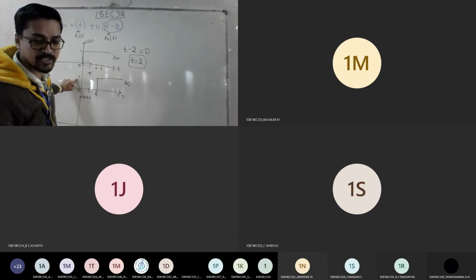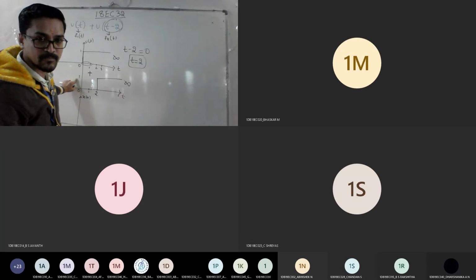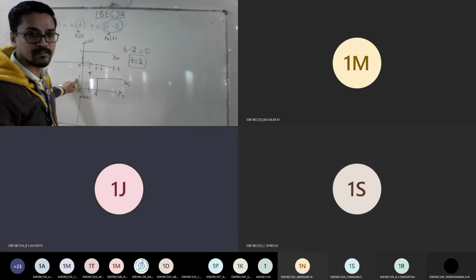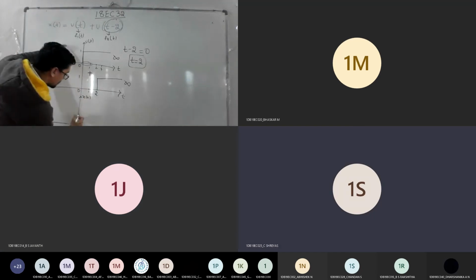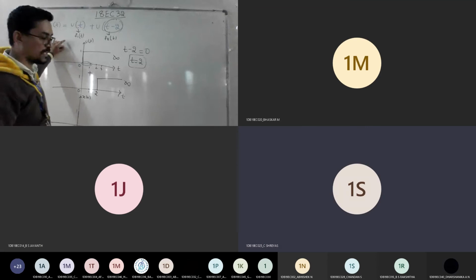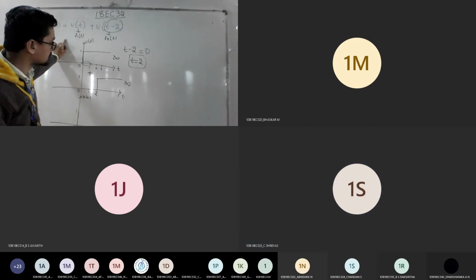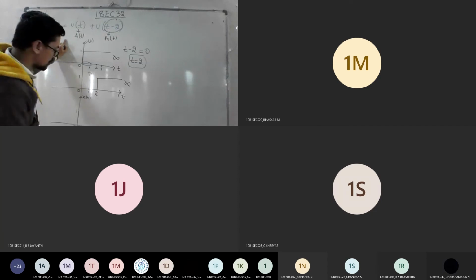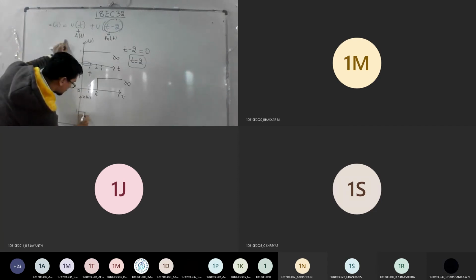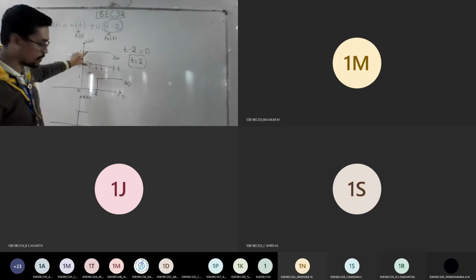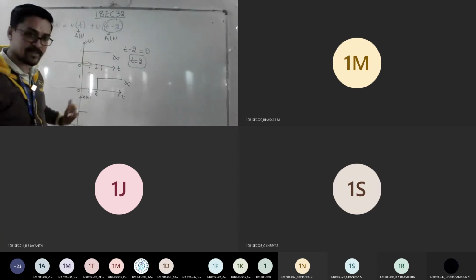So 0 plus 1 is how much? 1. So it means from 0 to 1, the signal occurs. Is that understood? Yes or no? Yes, sir. So the 0 to 1 signal occurs like this. Correct? This is moving. So the same way will come.